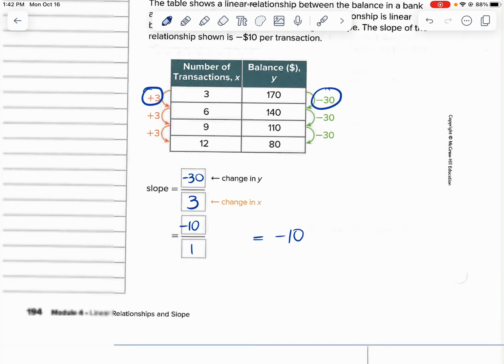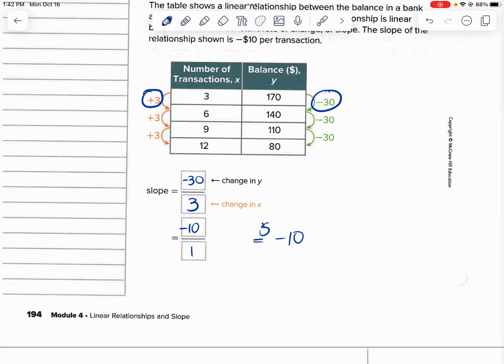What does negative 10 mean? It means $10 less per transaction.